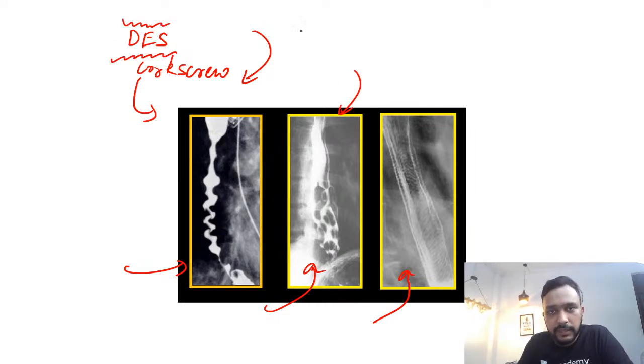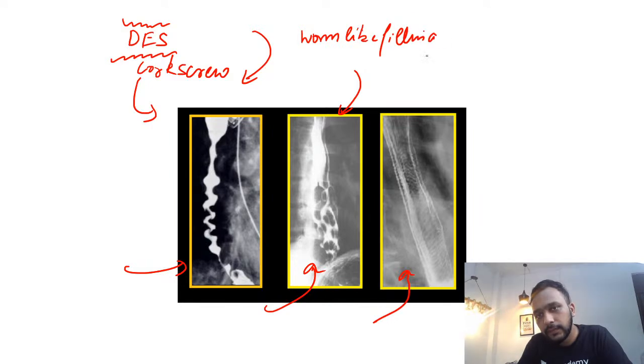Then guys, worm-like filling defects in the esophagus. This is seen in a case with esophageal varices.